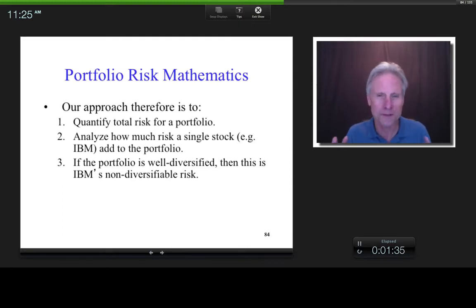So that's what we're going to do. We're going to look at total portfolio. Can we somehow identify what total portfolio risk is? And then by looking at total portfolio risk, can we look at segments of it and say, hey, this is how much IBM is contributing? And if that portfolio is well diversified, then that is IBM's non-diversifiable risk. And that's what we're trying to quantify right now.